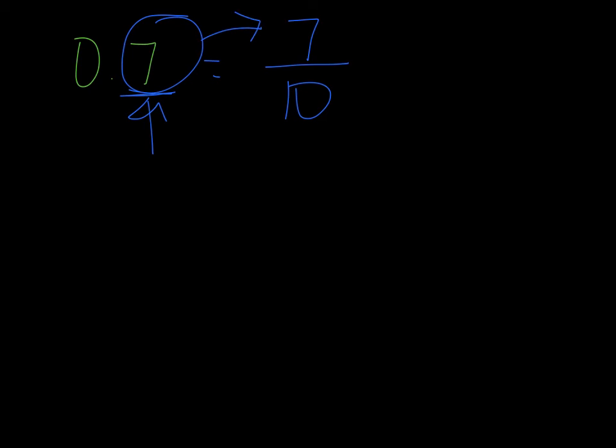Let's try another one. Let's say we had 0.7. The 7 is in the 10ths place. So 10 is our denominator. 7 goes on top. Whatever's behind the decimal goes on top. This one cannot be reduced, so 7/10ths is our answer.